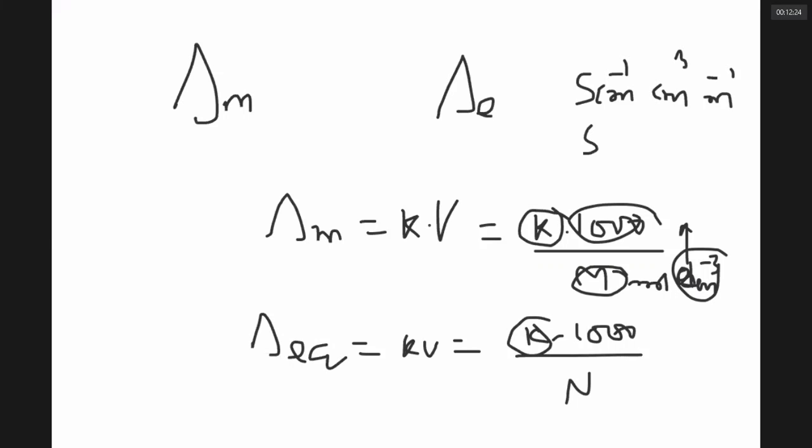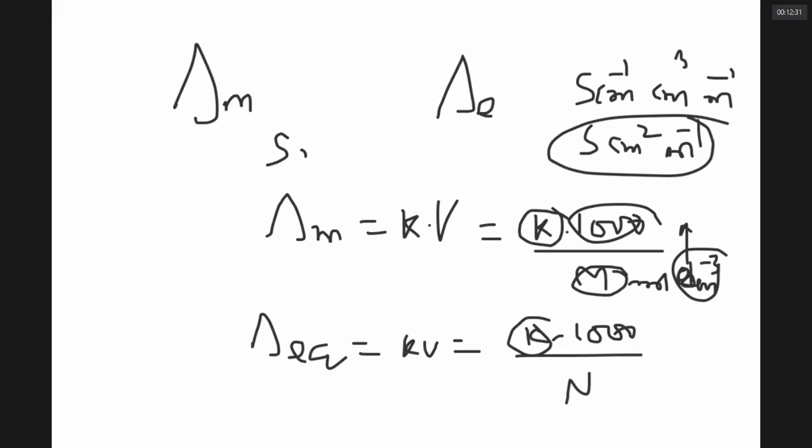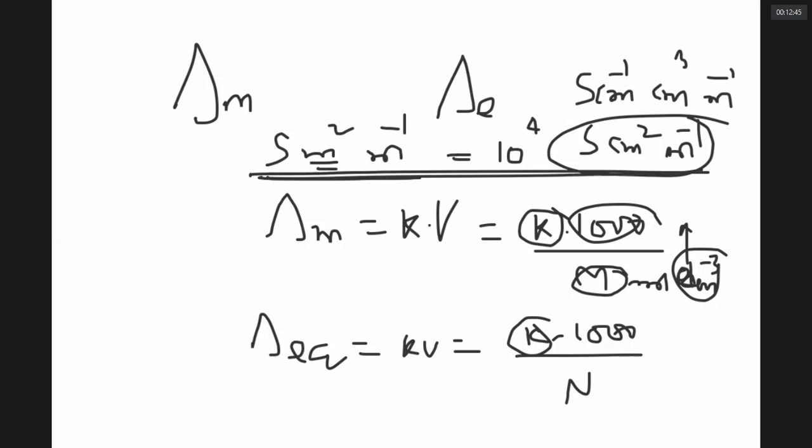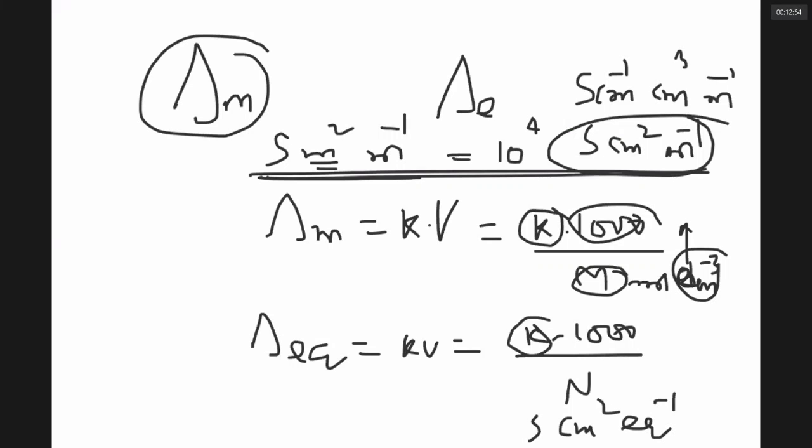Siemens centimeter square per mole is the unit of molar conductance, or you can also take it in Siemens meter square per mole. Please notice 1 meter is equal to 100 centimeters. Therefore, Siemens meter square per mole is equal to 10 to the power 4 into Siemens centimeter square per mole. That is the unit of molar conductance. Instead of saying Siemens centimeter square per mole, you can say Siemens centimeter square per equivalent mass if you are taking one normal solution. Are you clear, sir?